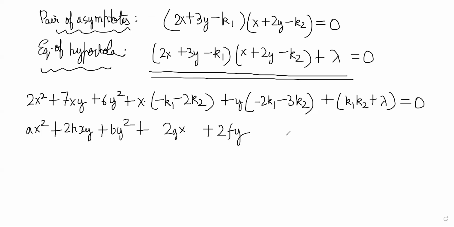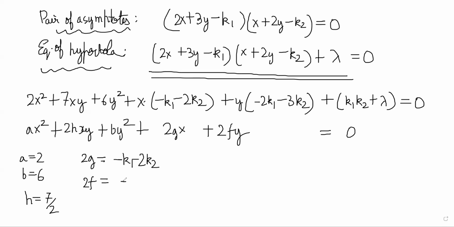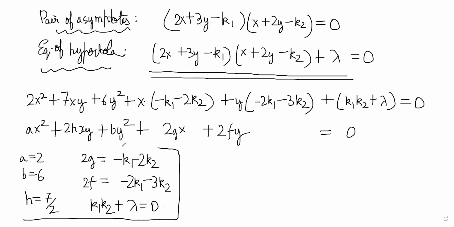Actually, there was no constant. So this was the hyperbola equation. So the two equations must be identical. Therefore, from here we can figure out that A is equal to 2, B is equal to 6, H is equal to 7 by 2, 2G is equal to minus k1 minus 2k2, and 2F is equal to minus 2k1 minus 3k2. And you also have k1 k2 plus lambda is equal to 0. By comparing the two equations, we got this information, right?